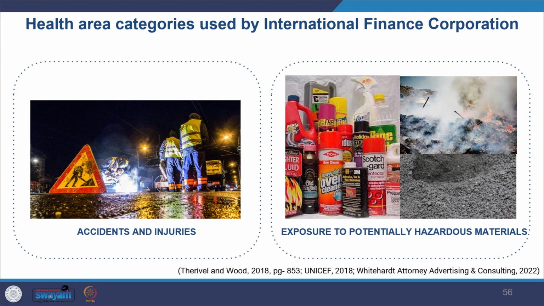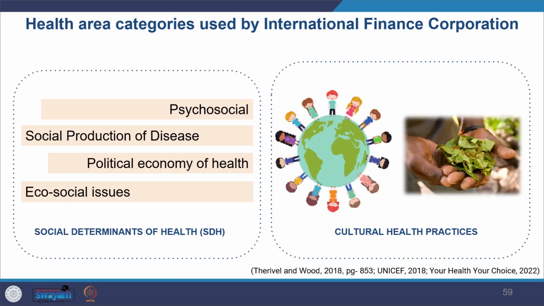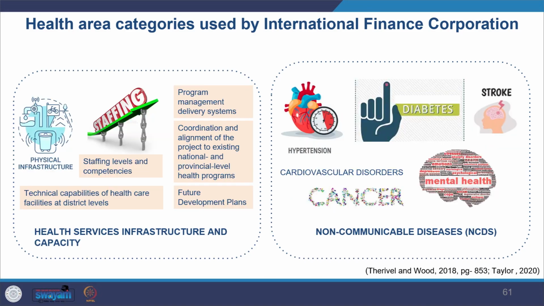Another area you can see is exposure to potentially hazardous material, pesticides, fertilizer, road dust, and so on. Then you have social determinants of health, SDH, the psychological, social production of disease. Then you have cultural health practices, role of traditional medicine providers, indigenous medicines, and unique cultural health practices. So those categories are there. Then you also see health service infrastructure and capacity. Then you have non-communicable diseases. So that was from IFC.